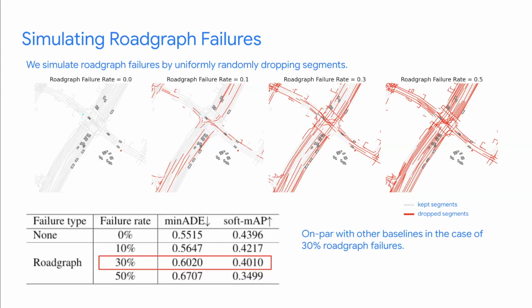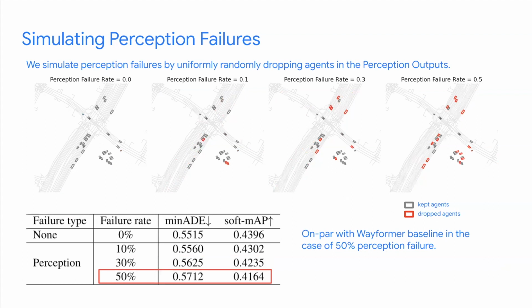simulating road graph failures by dropping road segments uniformly at random from the MoST inputs. Even at a 30% failure rate, MoST exhibits similar accuracy to other recent baselines. Similarly, we were able to randomly drop up to 50% of road agents and maintain a comparable level of accuracy to our waveformer baseline.